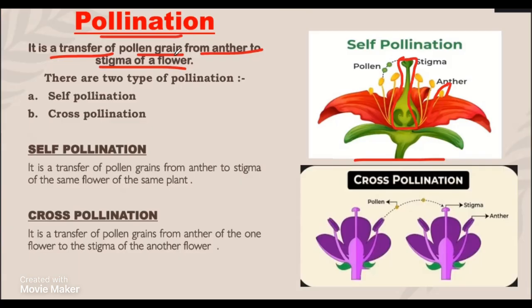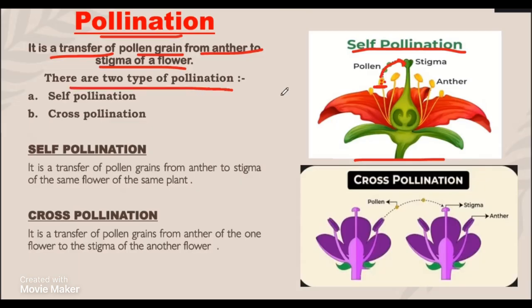Self-pollination is the transfer of pollen grains from anther to stigma of the same flower. It means, as you can see here, the pollen grains are transferring to the stigma from the anther. Here is the anther, and pollen grains are present here. So pollen grains will get transferred to the stigma from the anther. This process is happening in the same flower. That's why it is called self-pollination.